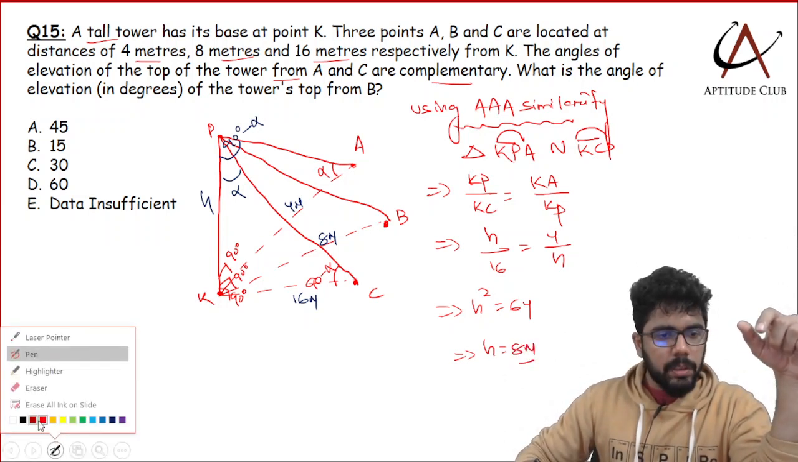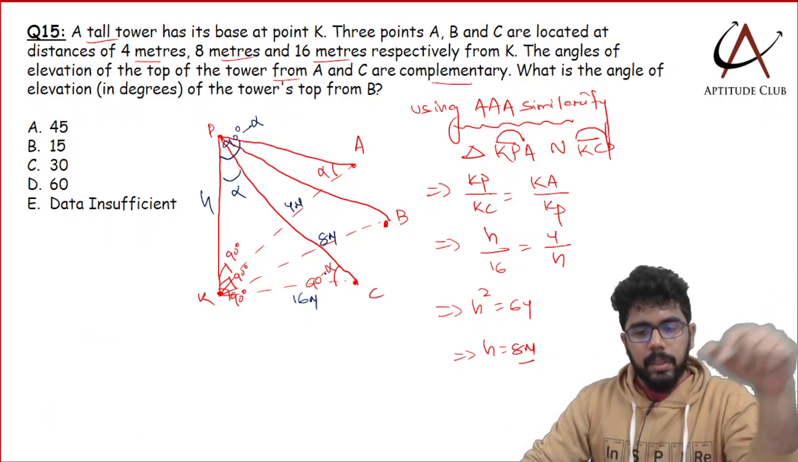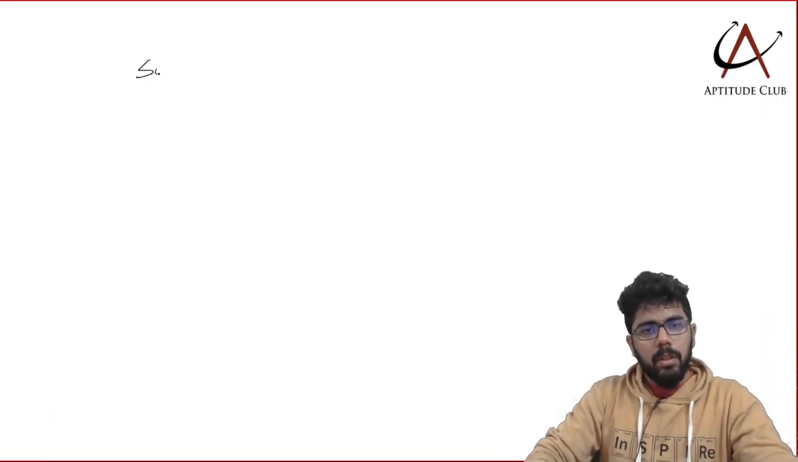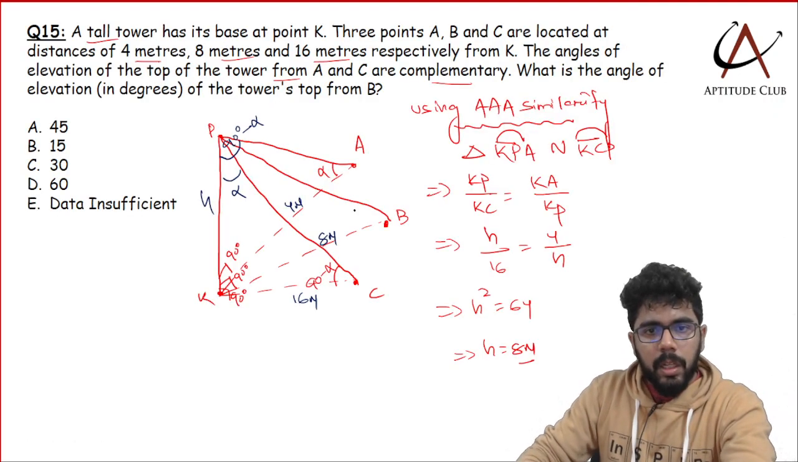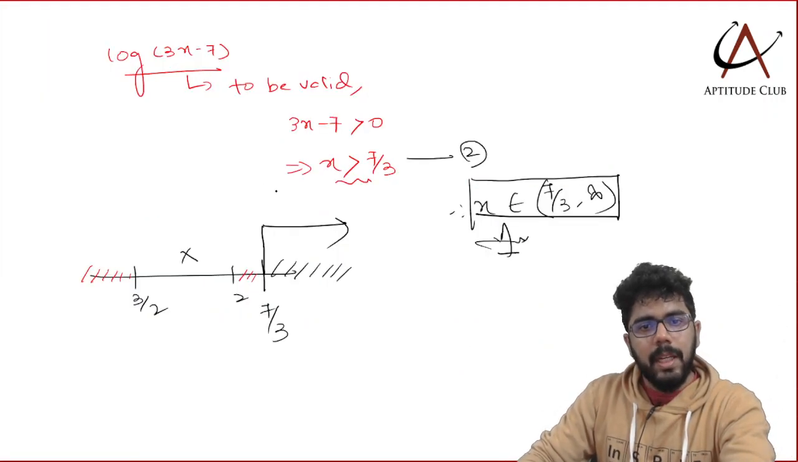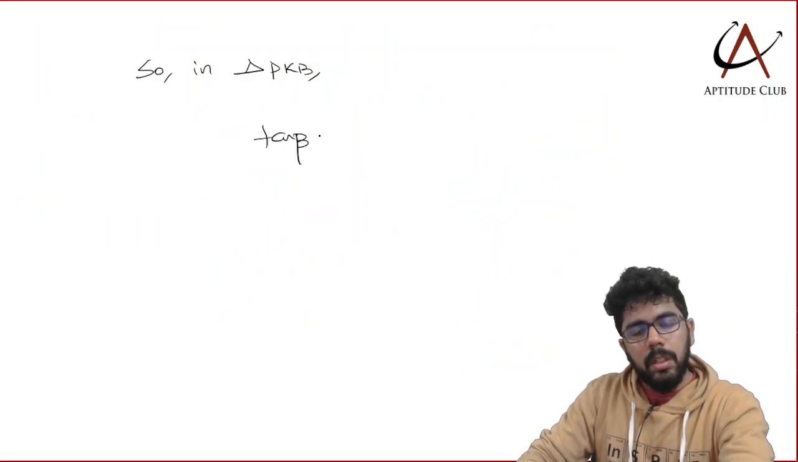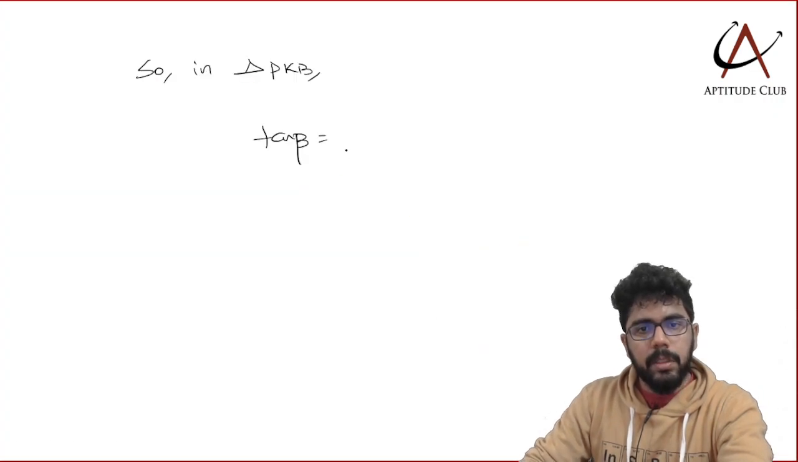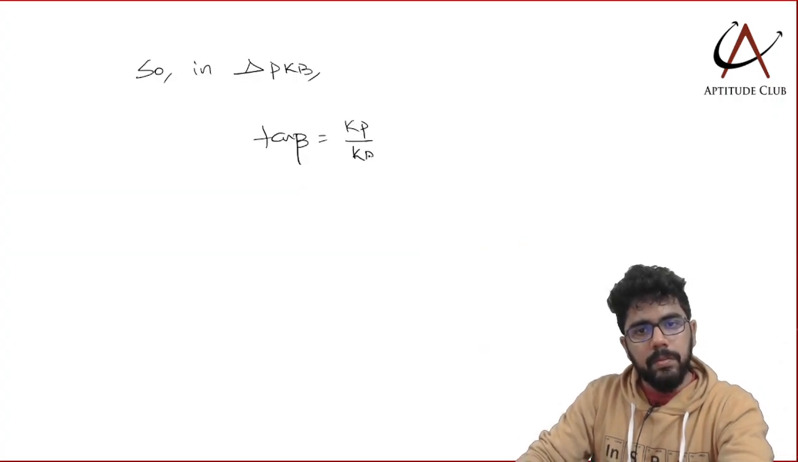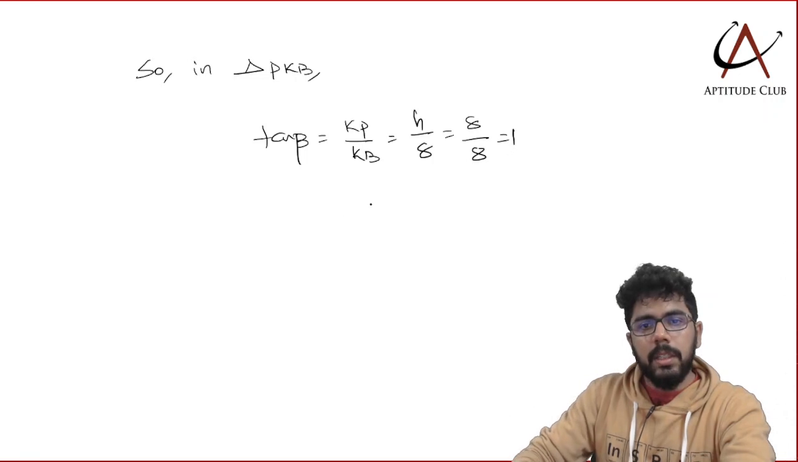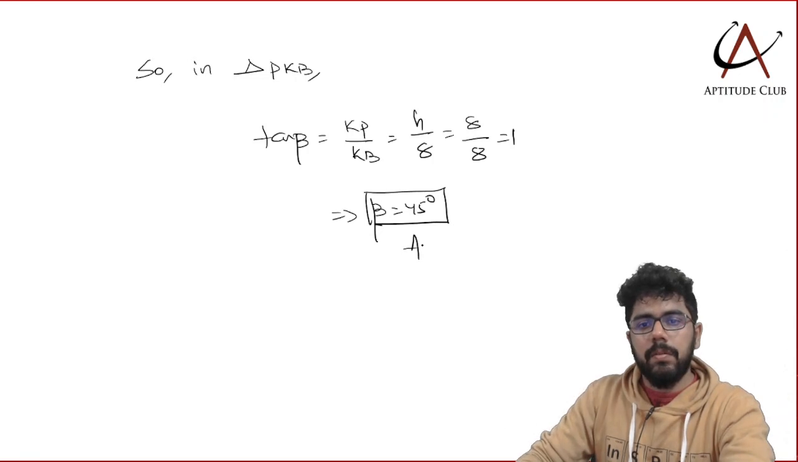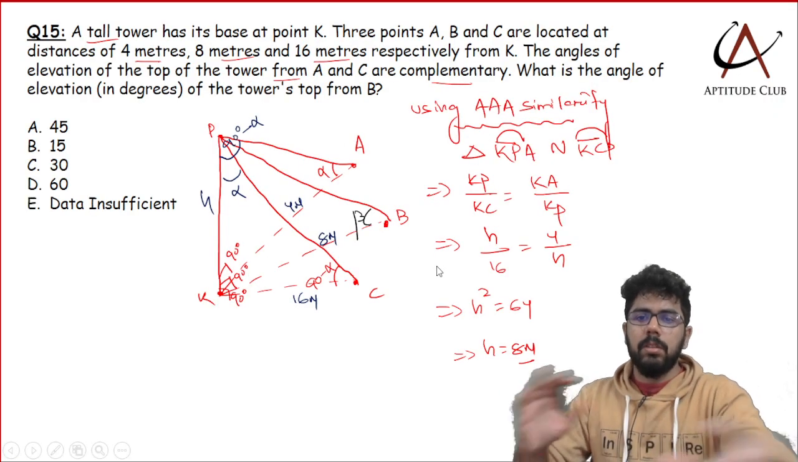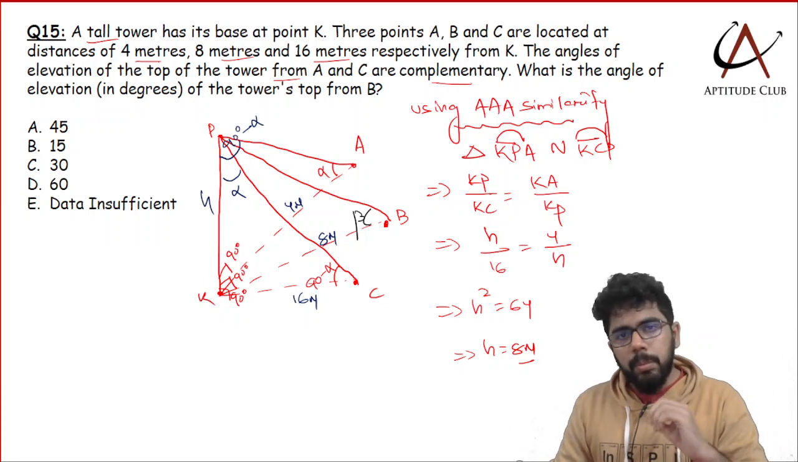Now if H is 8 meters, look at triangle PKB. So in triangle PKB, simple application. Let us say this angle is beta. How much is tan beta? Tan beta is KP by KB, perpendicular by base, or H by 8. H we got as 8, so tan beta is 1, which gives us beta as 45 degrees. So beautifully they have combined trigonometry and geometry. Quite simple question, beautiful question.